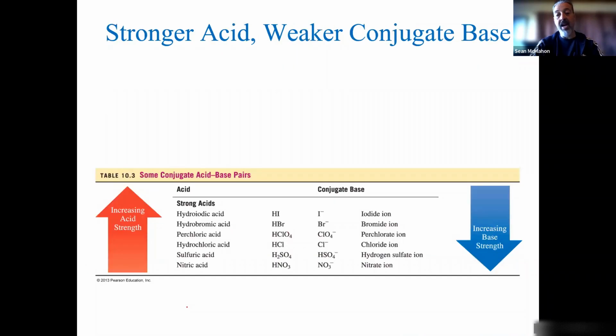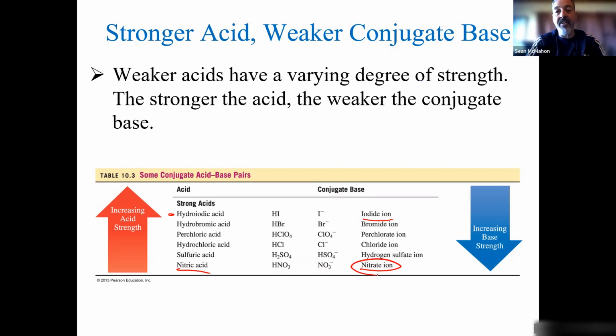So how do you look at it? The stronger acid, let's say the hydroiodic acid is the strongest of those 6 strong. The iodide ion is the weakest base, the weakest conjugate base. These are still all strong, complete dissociation, but we're just saying relative. The nitric acid, which is still a strong acid, but the weakest of the 6, has the strongest conjugate base, nitrate. So weaker acids have a varying degree of strength. The stronger the acid, the weaker the conjugate base.